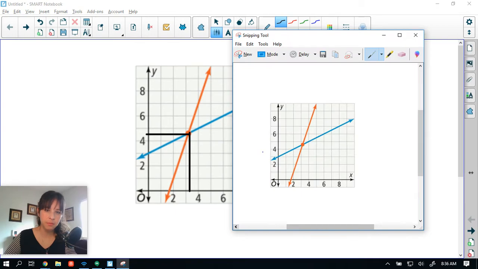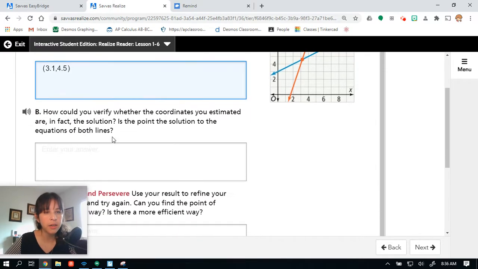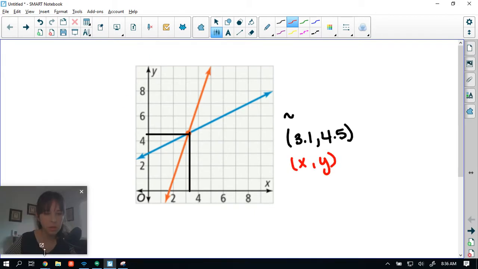All right. And because this is an approximate, just put it in point form. So again, point form, you're going to have your x value and then your y value. And when we're talking about solutions, now we're looking at solving both x and y. So when these lines intersect, this is where they both have the same y and x values.